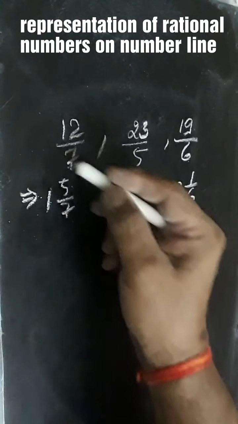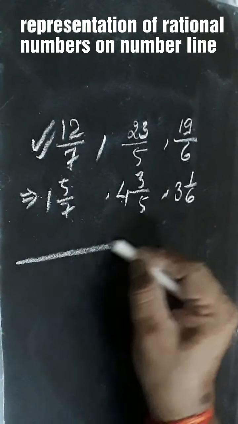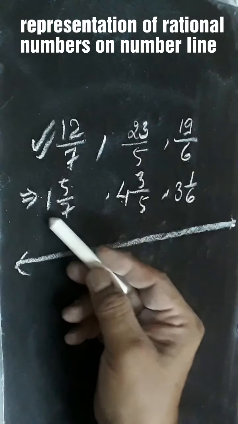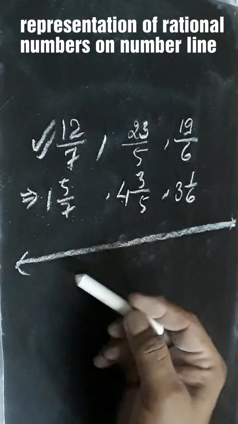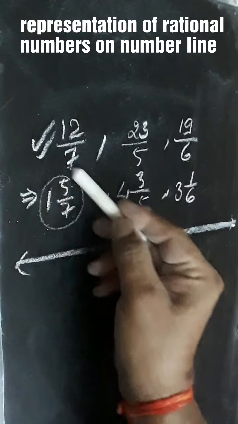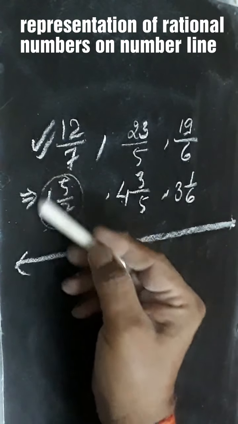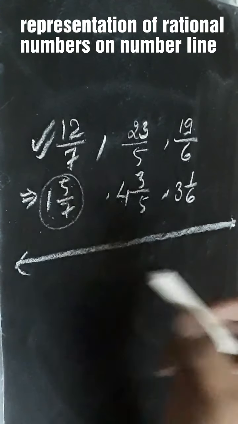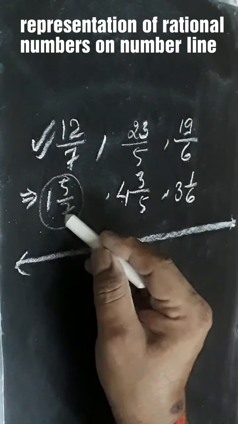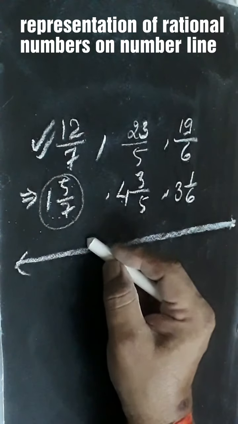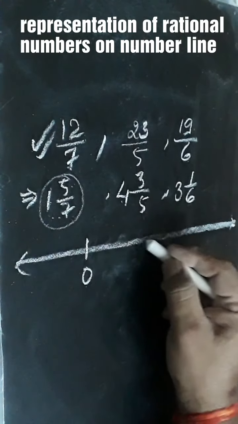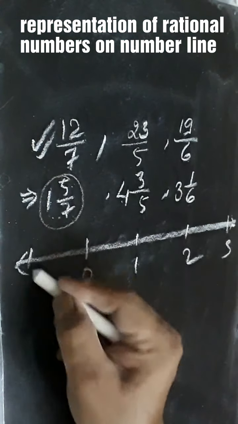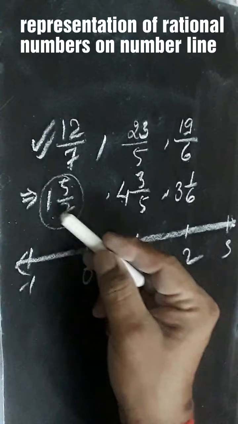Now we will take 12 by 7 and represent it here. This 12 by 7 is equal to 1 whole number 5 upon 7. The whole number part we have is 1, so this number will lie between 1 and 2. We will represent this on the number line between 1 and 2. Here we have 0, this we have taken 1, this has 2, 3, minus 1 and so on.